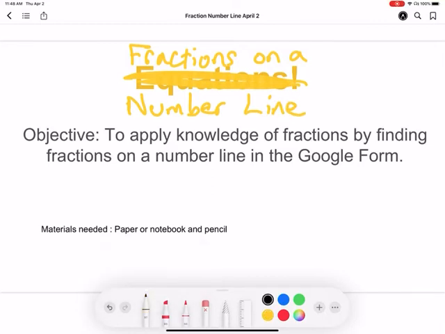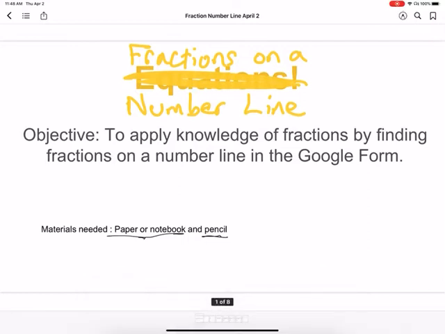I'm sorry, guys. Okay, today you're going to need a couple basic things. You're going to need your paper or notebook and a pencil, because I want you to be building your number lines.